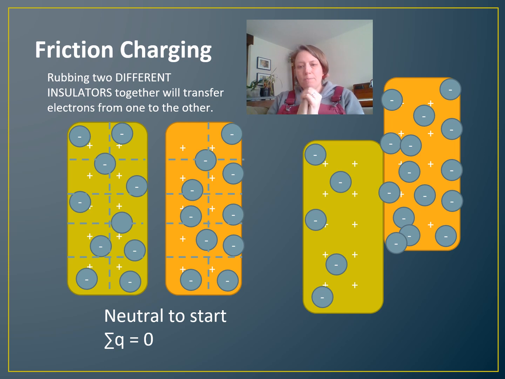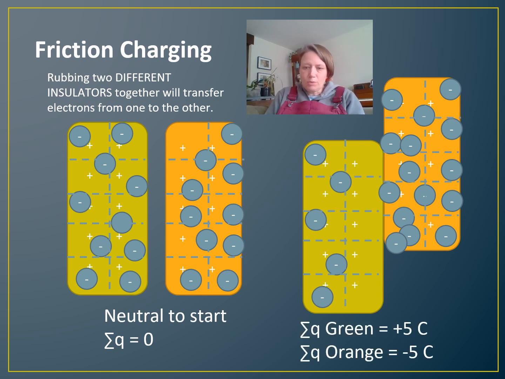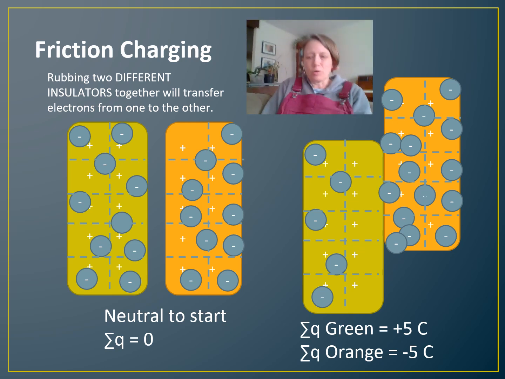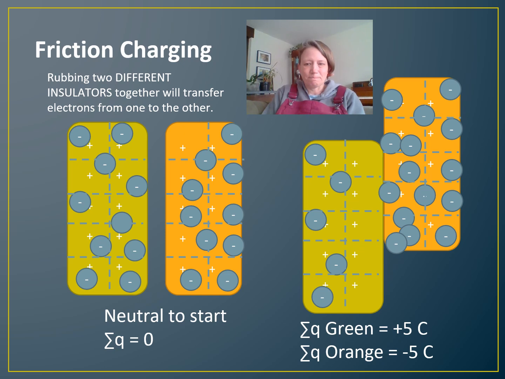So you'll notice that the object on the left, the green object, now has a positive sigma charge because it lost electrons, and the orange object on the right now has a negative sigma charge because it stole the electrons off of the green one. Of course, if you considered the entire system, the green and the orange object together, you would find that sigma q is still 0 for that system because charge is conserved in the universe, right? We didn't create or destroy any electrons, we just moved them around.